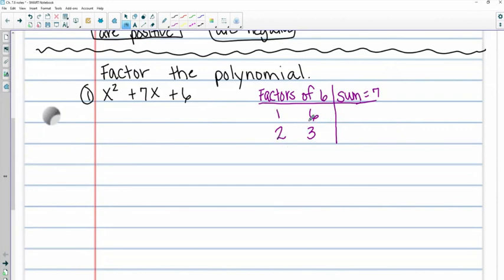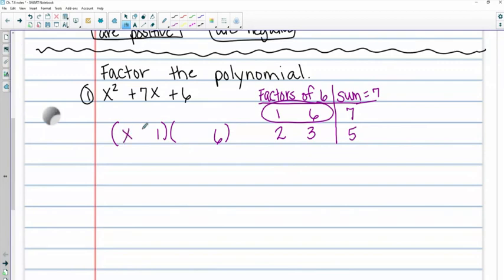So which ones give you a sum of 7? 1 plus 6 gives you 7. And 2 plus 3 is 5. So the best one here is going to be 1 and 6. 1 and 6, those are the winner. So then our answer will have 1 and 6.